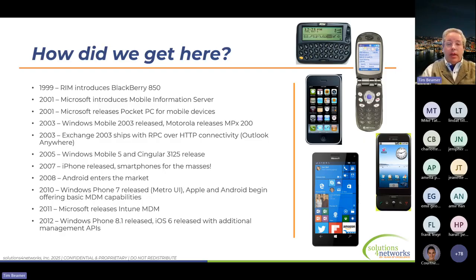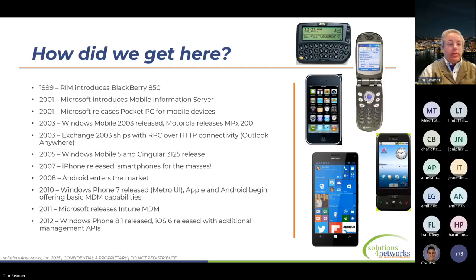In 2008, Android entered the chat, and so now we had a new mobile operating system. And again, native email client capabilities. 2010, the Windows Phone 7 released. It was a new UI called the Metro UI. Apple and Android at that time also began offering some basic capabilities on their platforms for mobile device management. And mobile device management, again, at that point in time was basically I can see the device, I can do some limited controls on it.